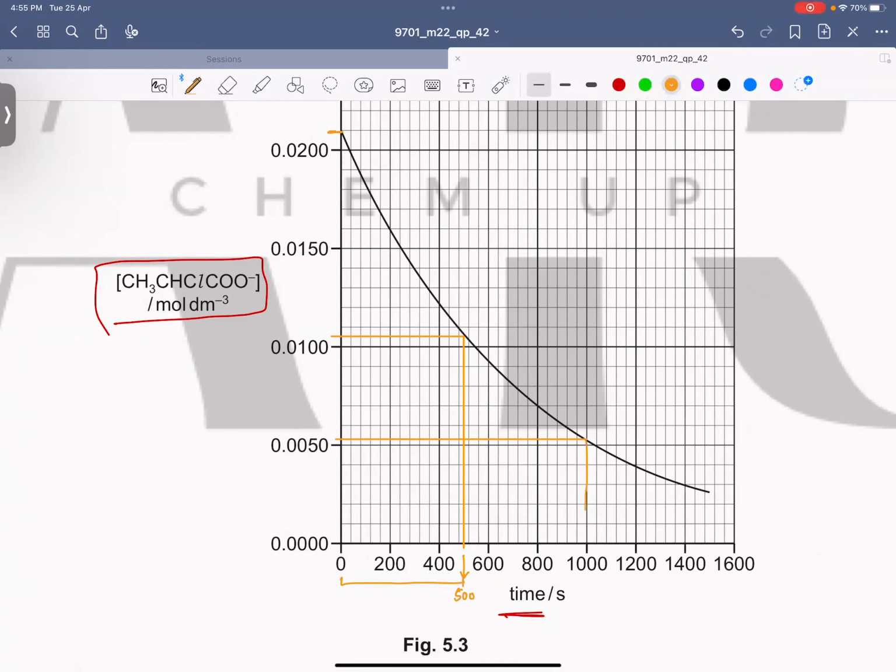So if you see, again, the second half-life from the start is again 500 seconds, right? So we got two consecutive half-lives, and the two successive half-lives are the same. So it's first order.